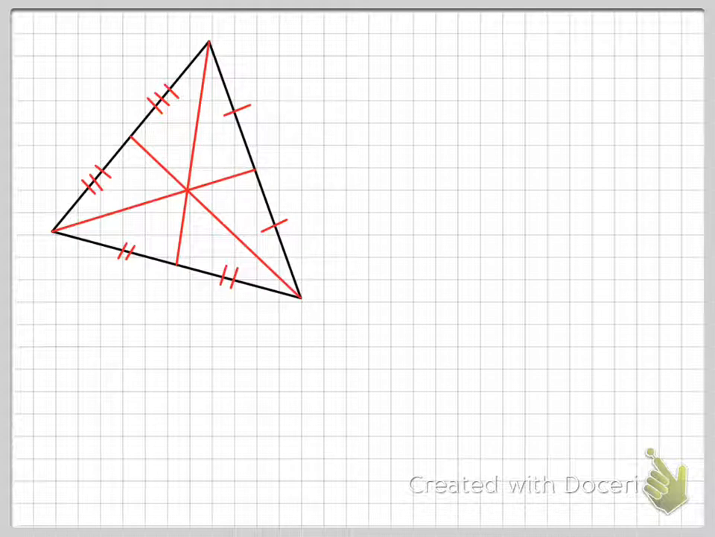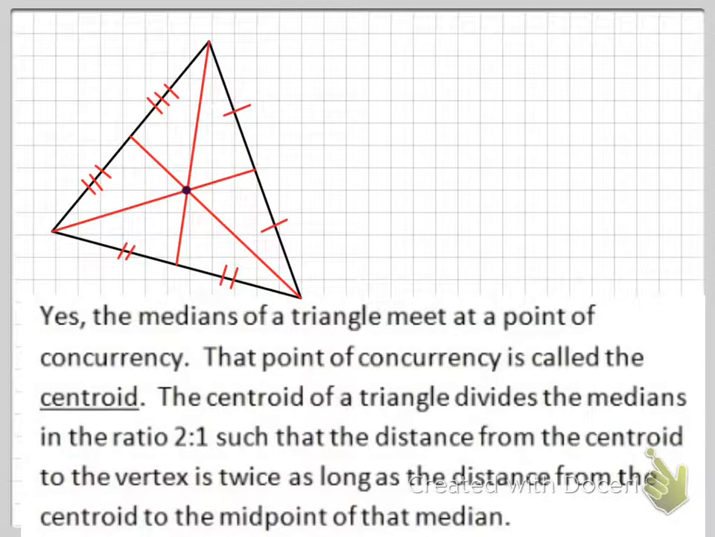And so the question is, is there a point of concurrency? Do three medians of a triangle meet at a point of concurrency? Well, do they meet? Yes, they do, right there. They meet at that point right there, and that point of concurrency is called a centroid. So we have, yes, the medians of a triangle meet at a point of concurrency. That point of concurrency has a special name. Okay, three medians make a centroid. So we have a centroid.